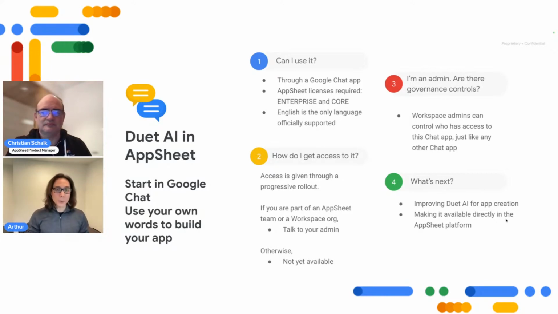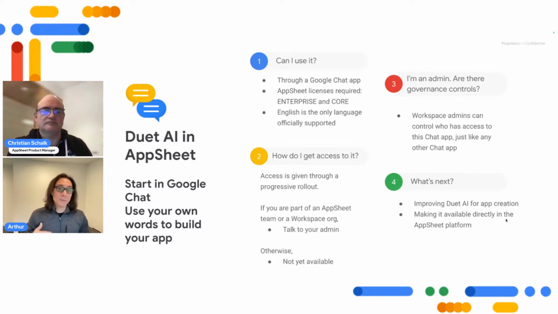So what it boils down to is that if you're part of an AppSheet team, or part of a workspace organization, we can give you access, but it has to come through either your workspace admin or the AppSheet admin. They are the only ones who can tell us, yes, please enable Duet AI for that team, right? So if you're in this situation, you need to talk to your admin. We can't just enable it one user at a time. We generally enable it for a whole team or a whole domain. So please talk to them.